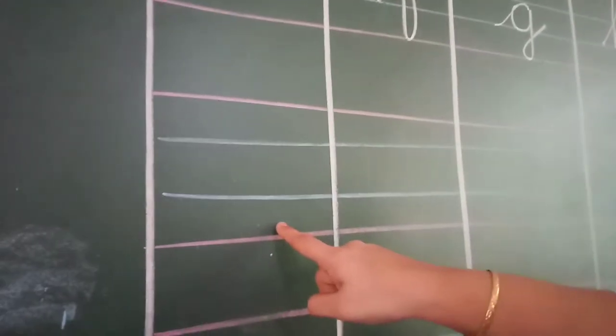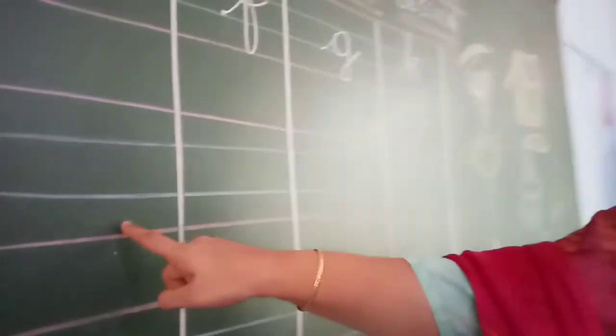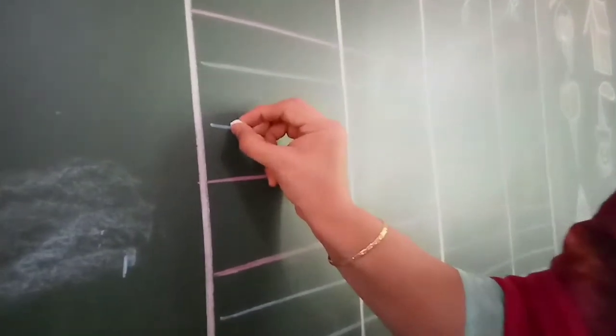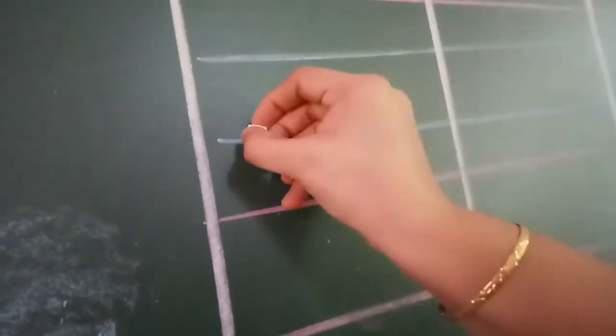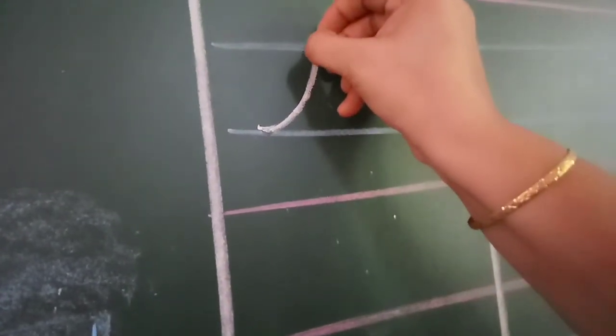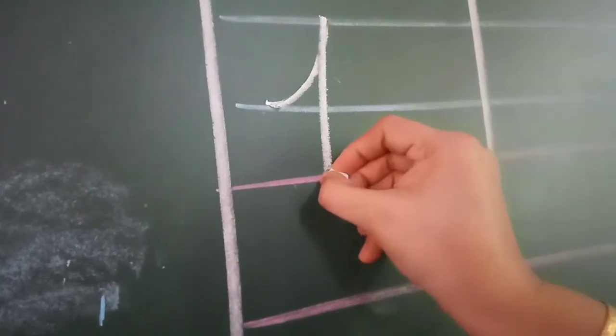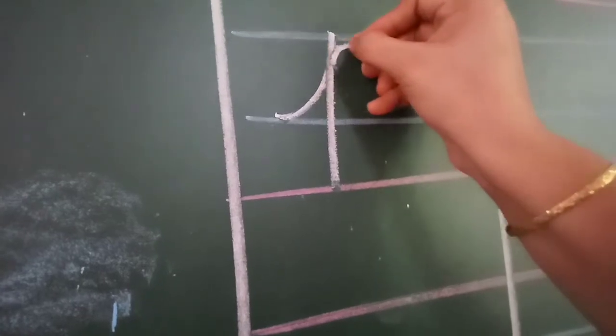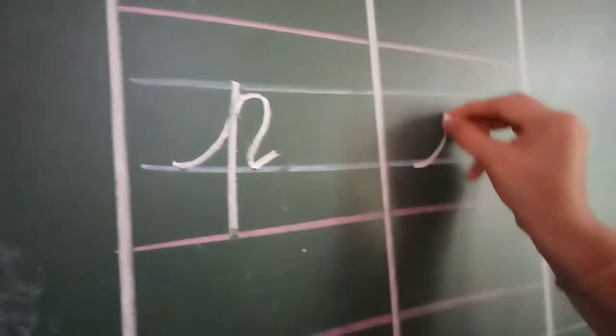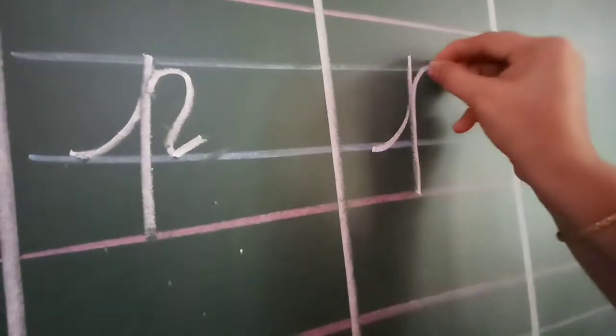Then comes the letter P. Few of them would love to have the correction. So start from your blue line, make a line like this till the red line, then make it this way. This is your letter P. I'll show you once again. Letter P, go up, come down, again go up and curve. This is your letter P.